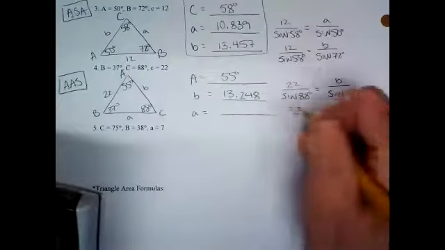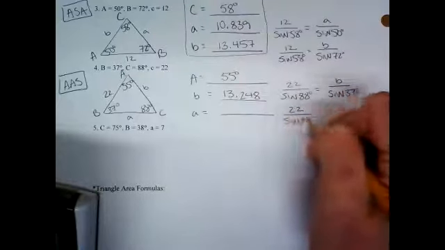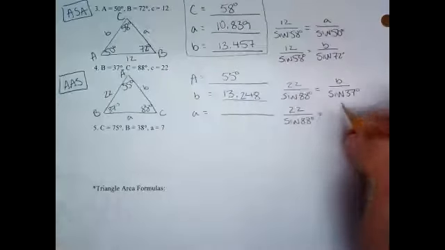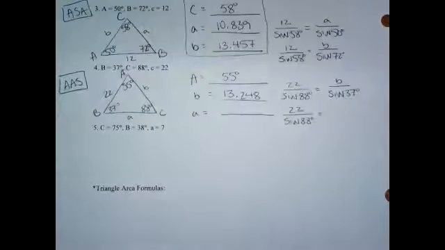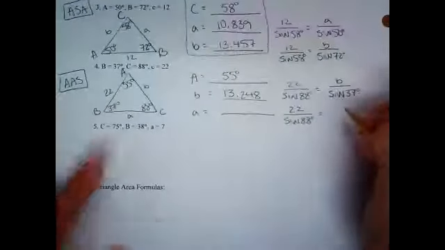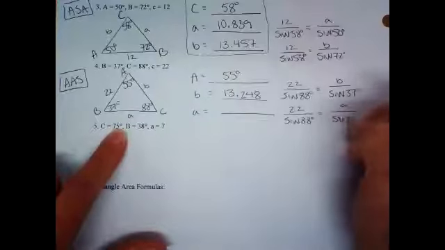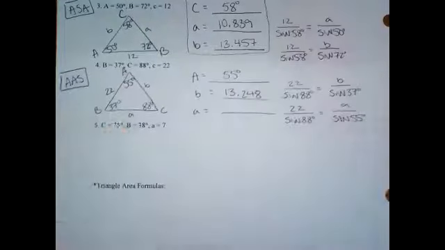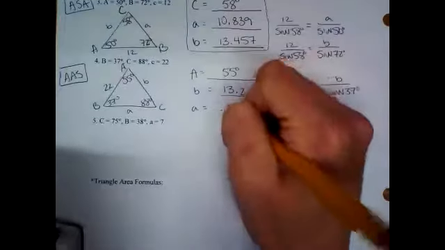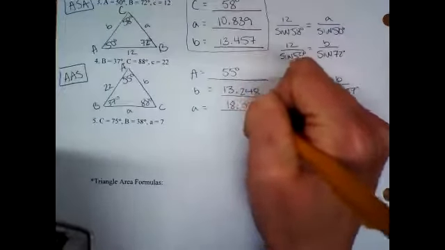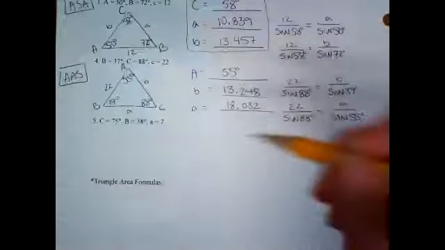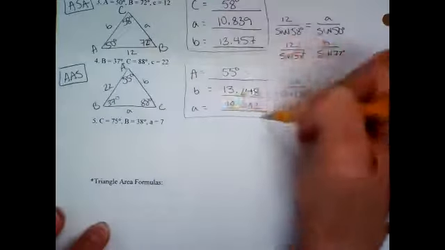And then the last one's going to start out the same way, except what is it going to say over here? Good, these two, A over sine of 55. And then cross multiply and divide. It should be an answer bigger than 13. I got 18.032. Okay, heads nodding. Have you guys got it?